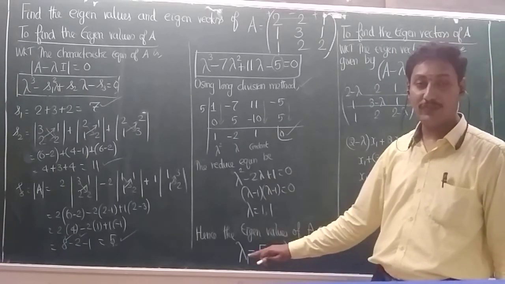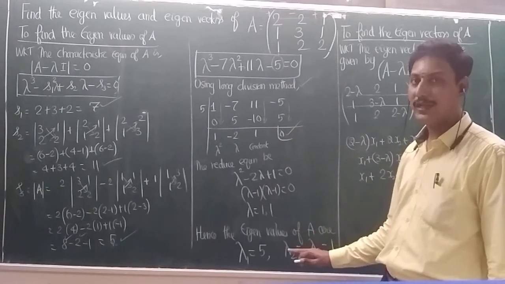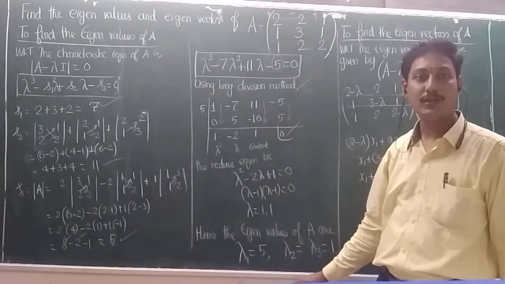So how to get the eigenvectors corresponding to these eigenvalues? Let us see. Before going to that, note that the matrix is non-symmetric but the eigenvalues are repeated.